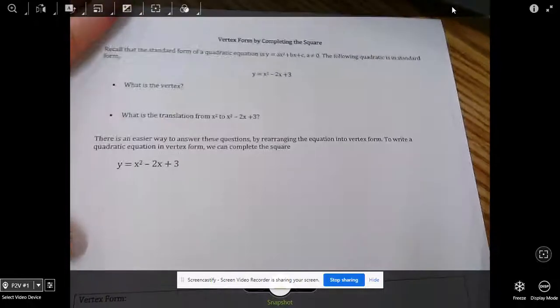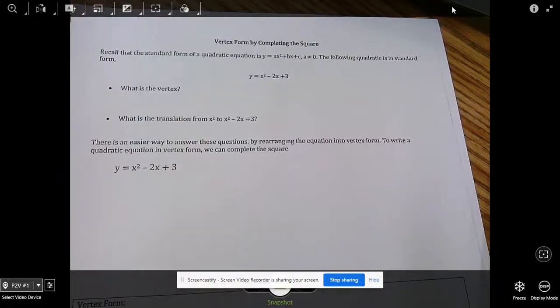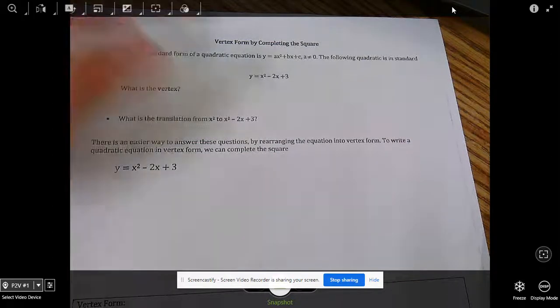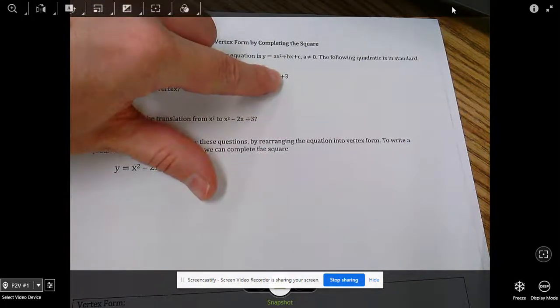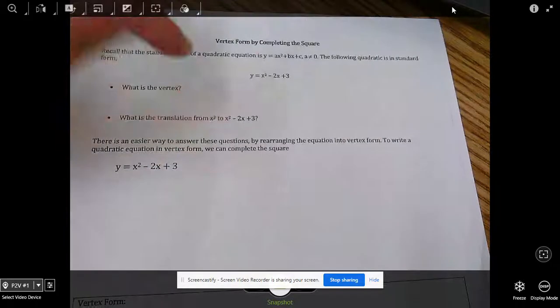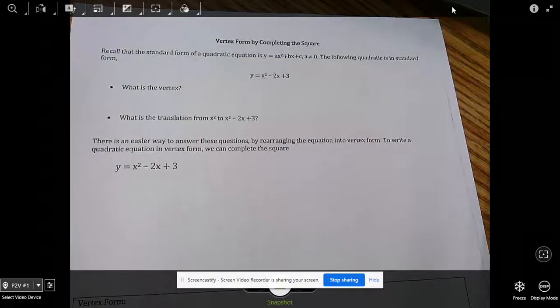Okay, we are in vertex form by completing the square. So yesterday you learned about completing the square by saying this constant isn't any good to us, move it over and create a different form. Well, completing the square not only helps us when we're solving, but this method helps us to transform our equations.